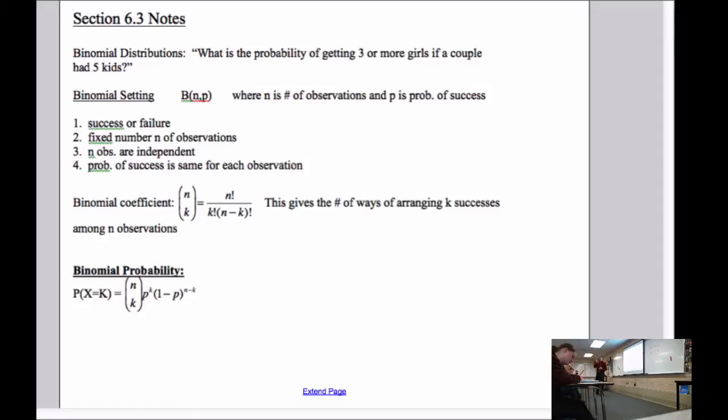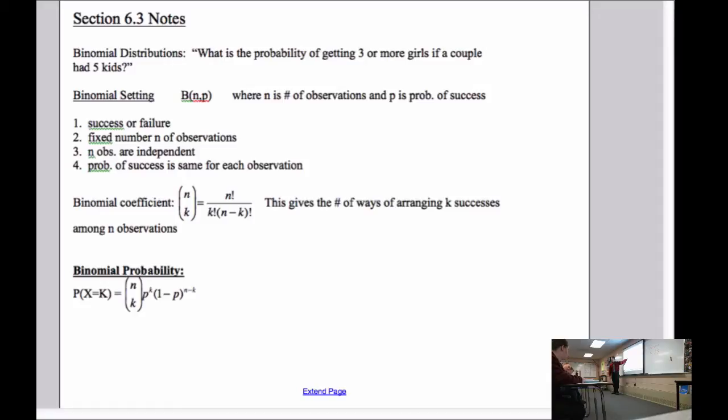Number 1, and it should be the exact same thing. Test to make sure it's a binomial setting. To do that, you've got to write out the 4 things, and this is what I'll be looking for. Success or failure on each question. Let's go back to the Spanish quiz. Was there success or failure? Yes. You got it or you didn't. You got it wrong or you got it right.